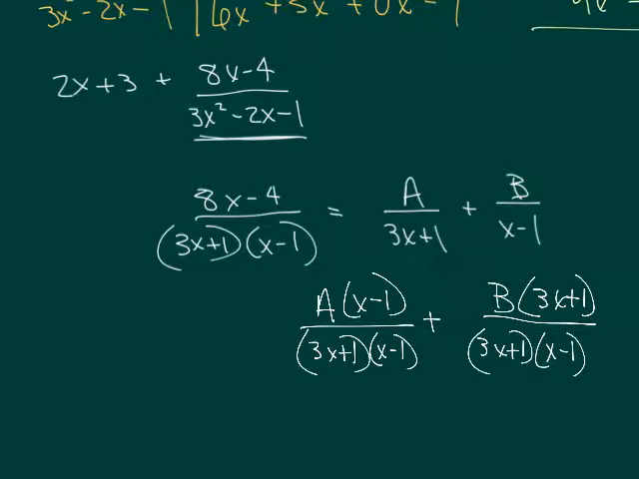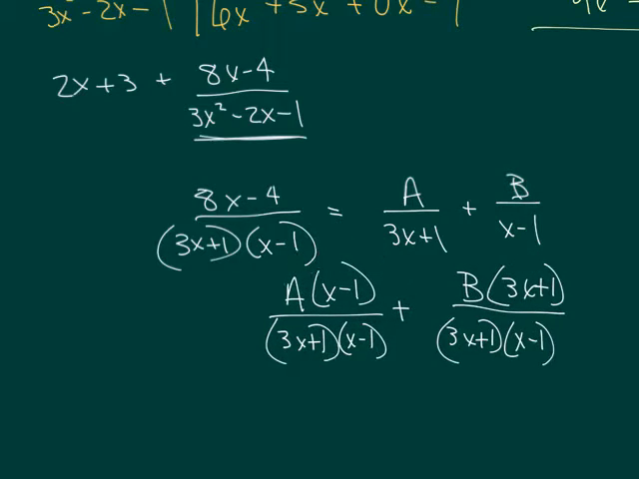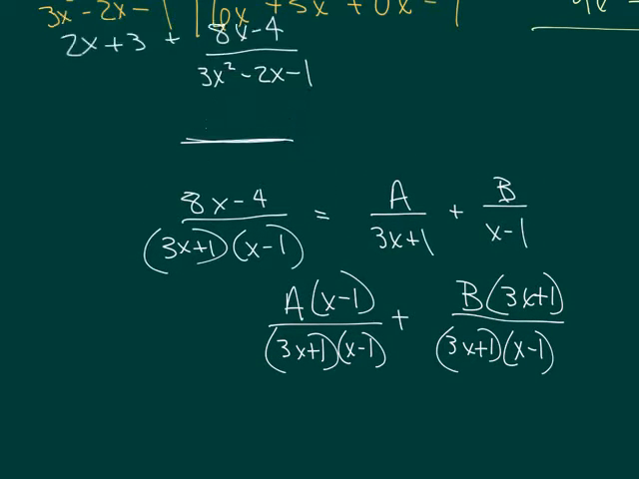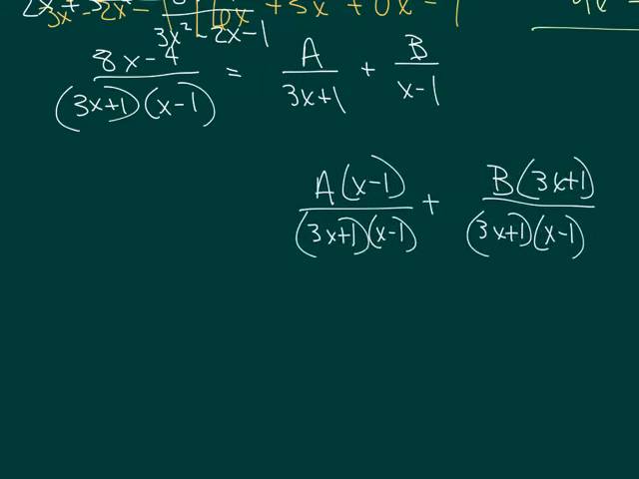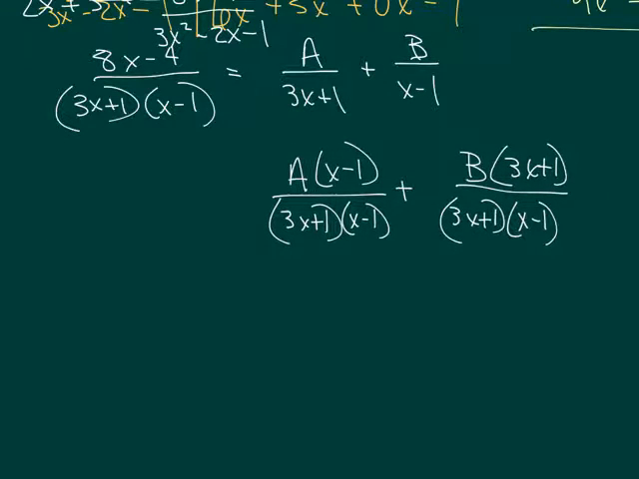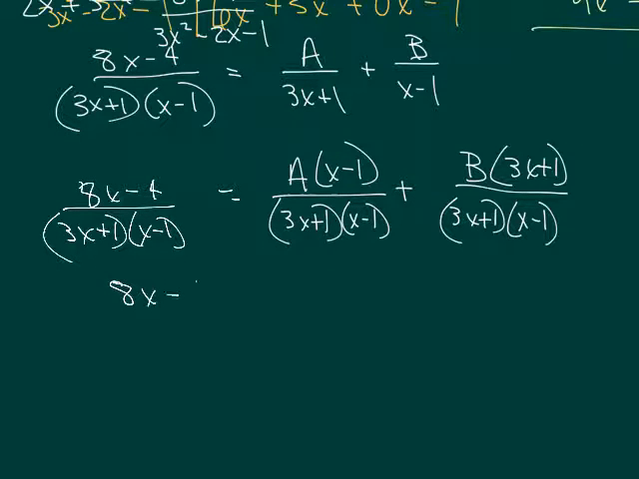And when I do that, then my denominators disappear and these join together. So let me put that on here. Alright, so now I have 8x minus 4, my original, that I'm just going to bring down, equals that. Alright, so now I'm going to get rid of my denominators, they disappear.